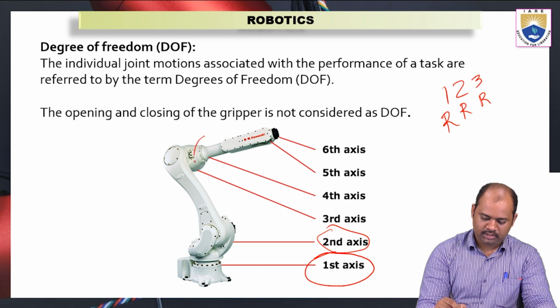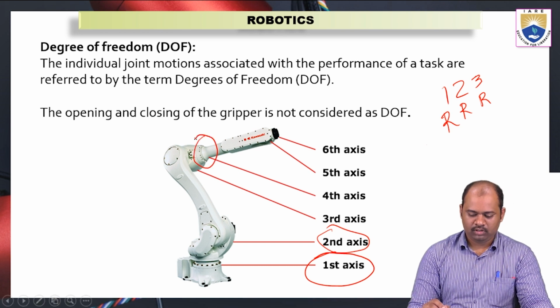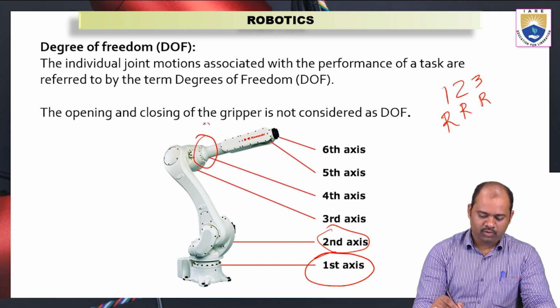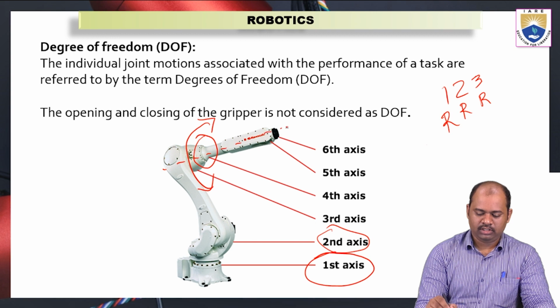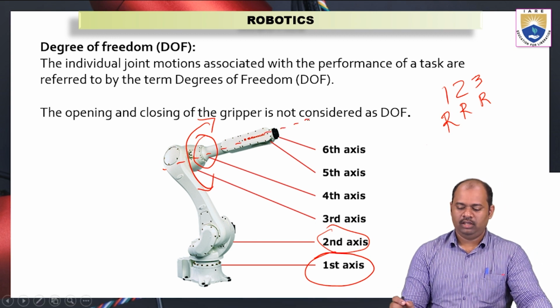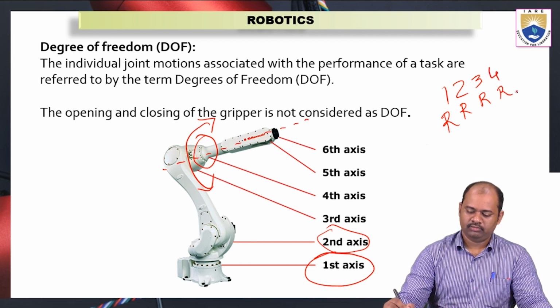See here, another axis is there. This is axis 4. So axis 4 will rotate about this direction. It can rotate in a circular motion about the axis of the robot. Okay, now we have the 4th rotation.